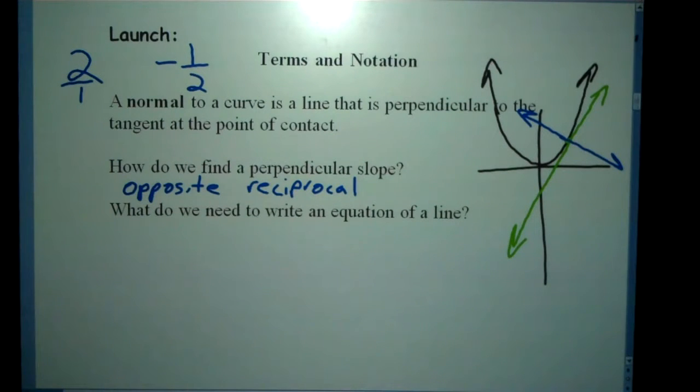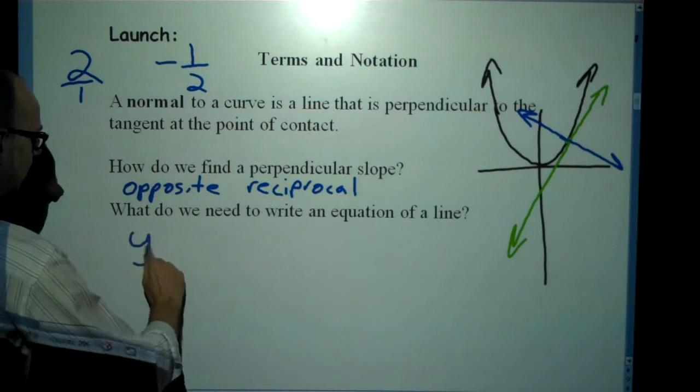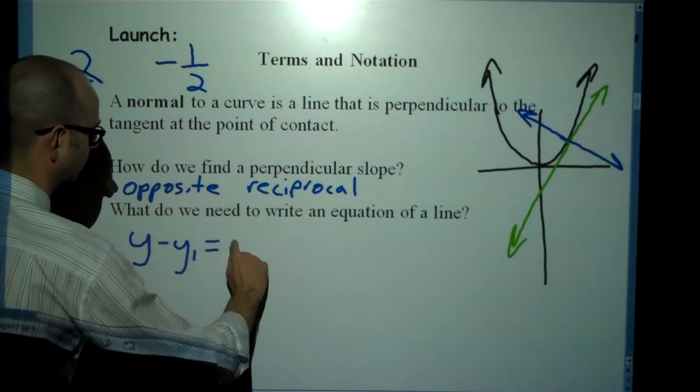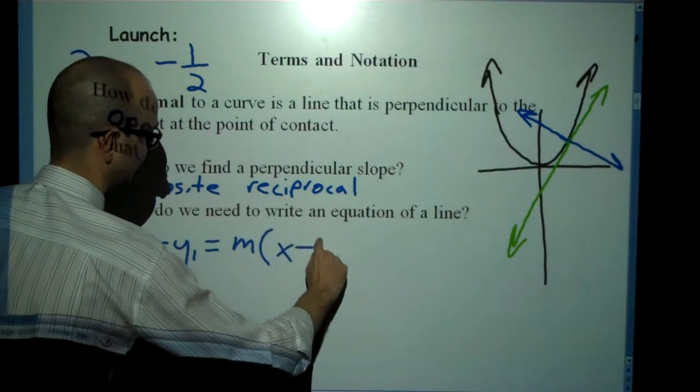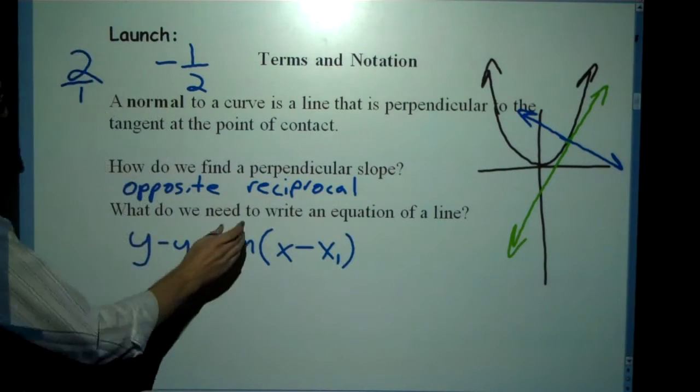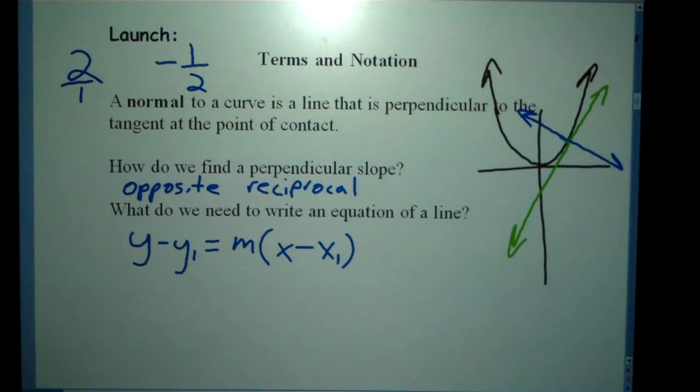What do we need to find an equation of a line? Well, a slope's a good thing, and as I showed a couple classes back, I'm a big fan of point slope form, which is y minus y sub 1 equals slope times x minus x sub 1. If I know my slope from my derivative, and I have a point, then I can write an equation of a line using that formula.